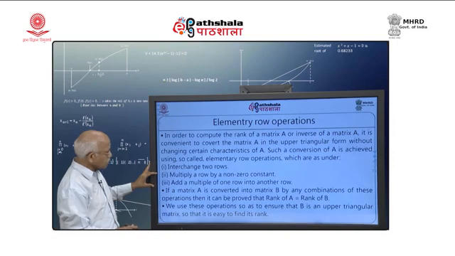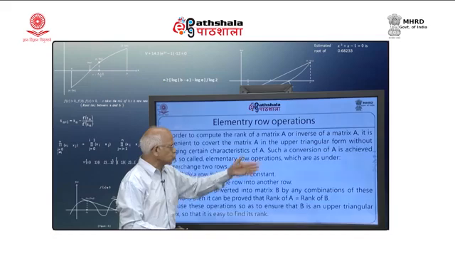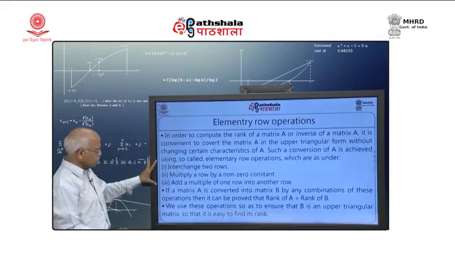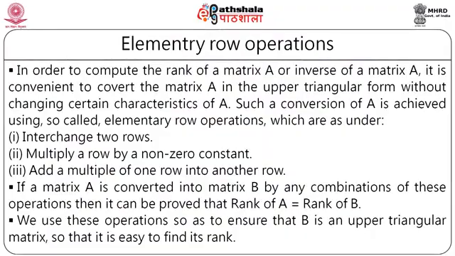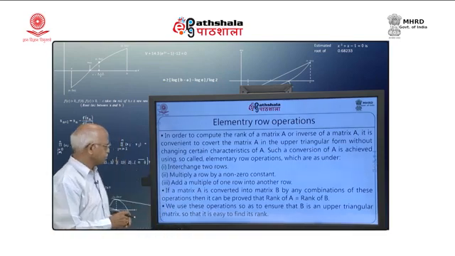So, multiplying a row by a non-zero constant, and adding a multiple of one row to another row. These are the 3 elementary row operations that we can perform on the matrix, and that will help us convert the matrix into upper triangular form and ensure that the rank does not change. If a matrix A is converted into matrix B by any combination of these operations, then it can be proved that the rank of A and the rank of B are identical.